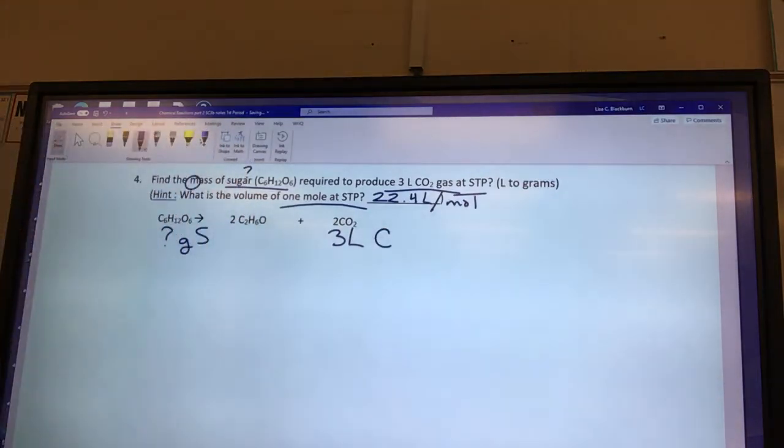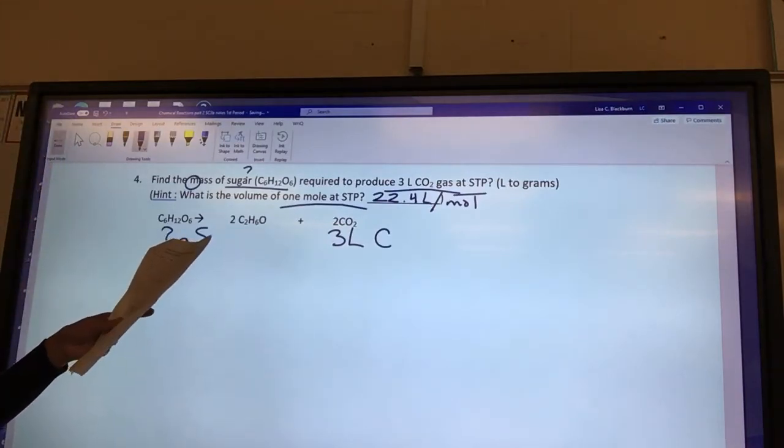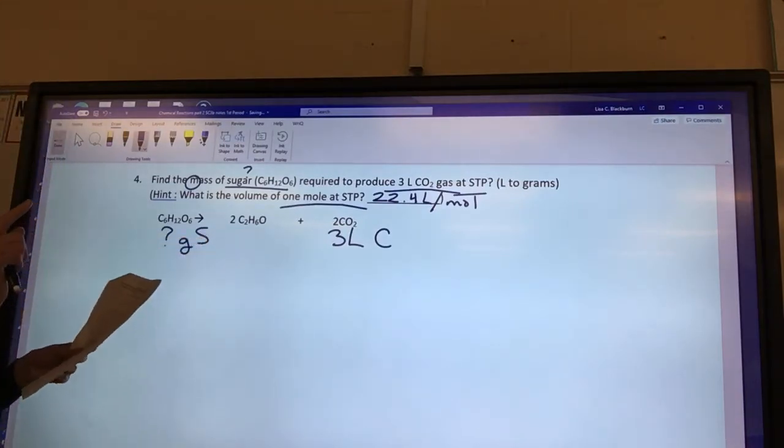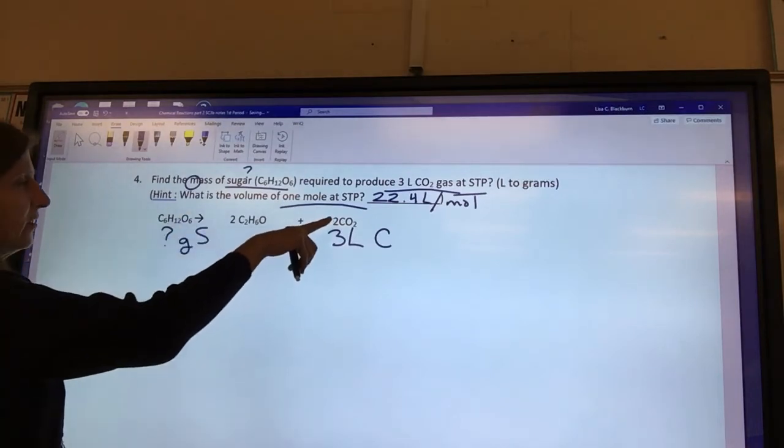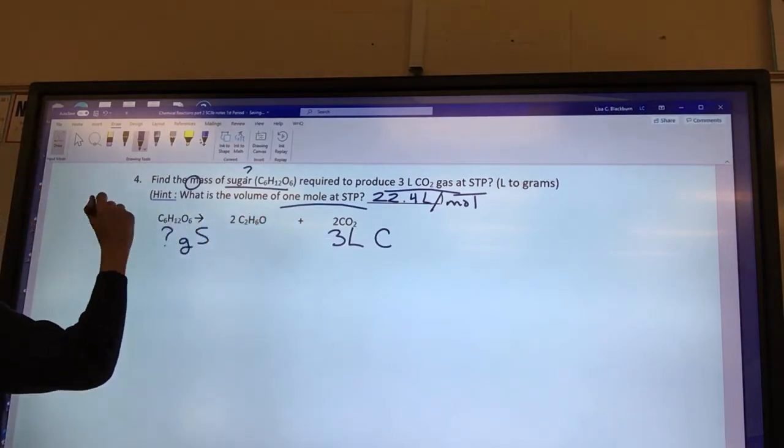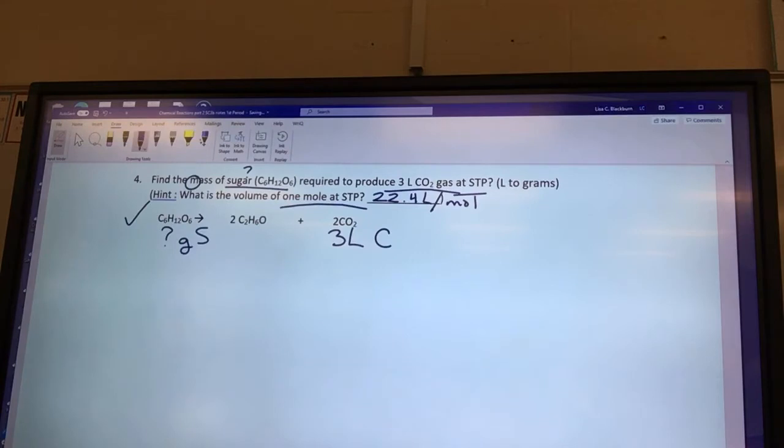Miss Blackburn, we didn't check to see if it was balanced. Oh, we didn't check to see if it's balanced. We need to do that next. Is it balanced? Yes, because I gave it to you. See the 2 right there and the 2? So yes, check. You should always check and make sure I do it right though.